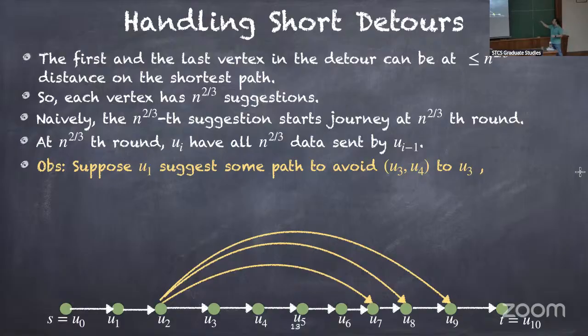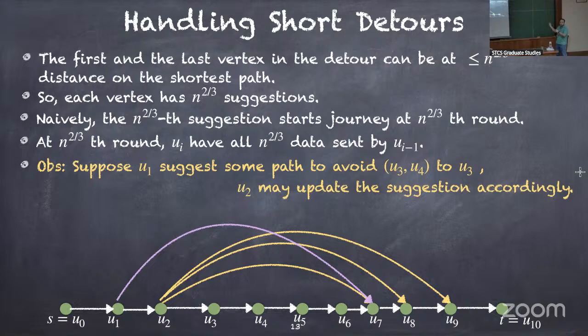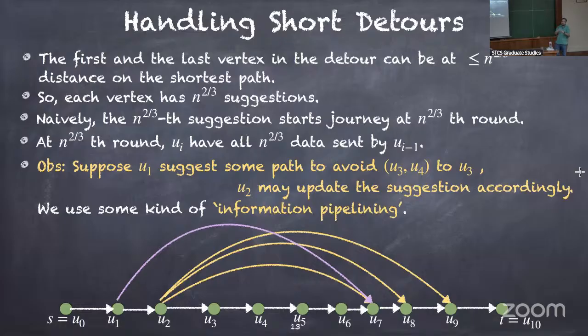Suppose one observation is that U1 may suggest some path, like this violet path from U1 to U7 to U3, to avoid the edge from U3 to U4. Before sending to U3, it will go to U2, and U2 can see that data and update it accordingly. So U2 does not have to send both the data. It can wait for the information from U1 and just update that information. This is kind of pipelining. We use some kind of information pipelining for this, which was previously also used in some papers.